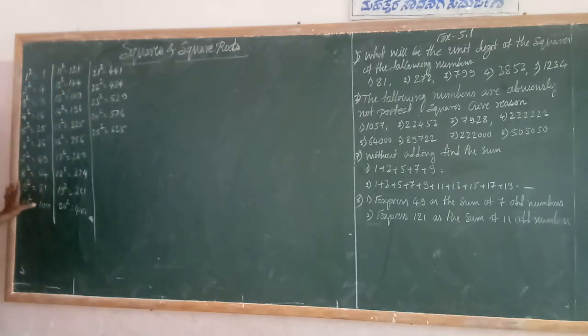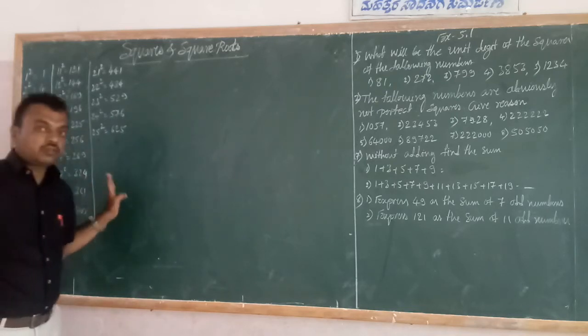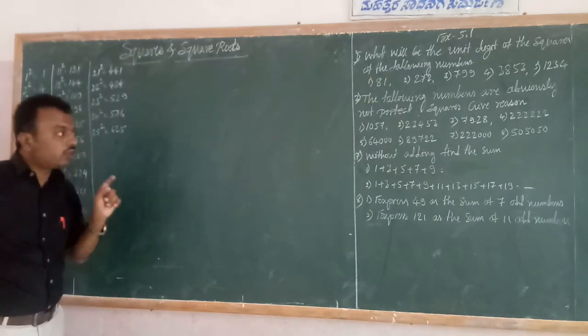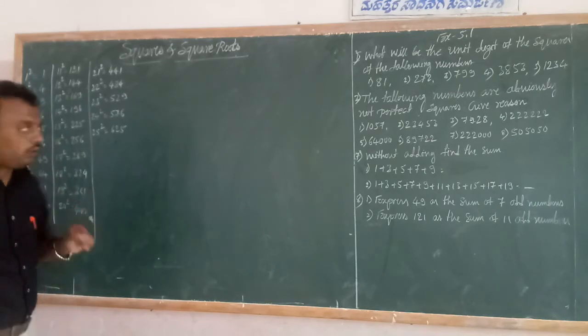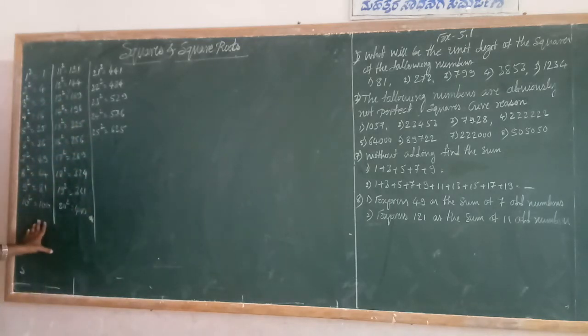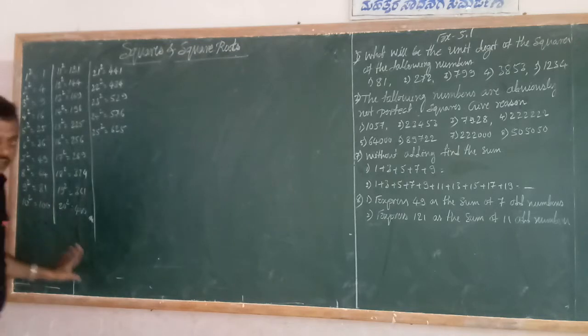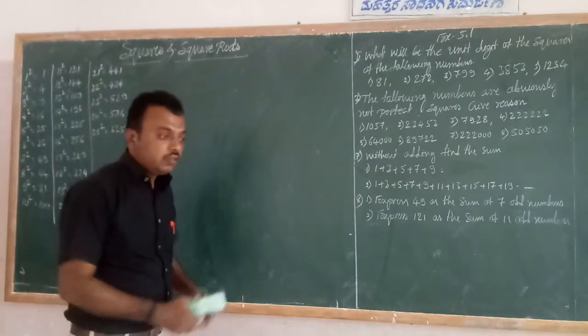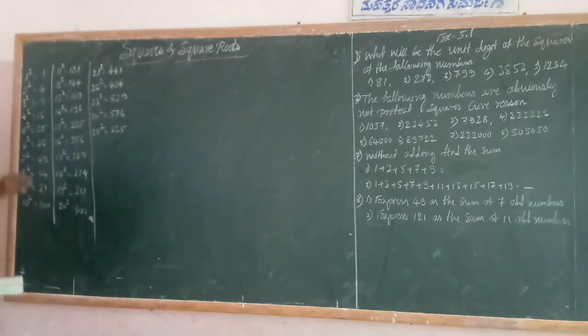Because if you learn these squaring numbers, it helps with the calculation part. That's why you have to remember all 25 squaring numbers without any mistake. Okay? Now the properties. See students, the first chart you have to observe here.